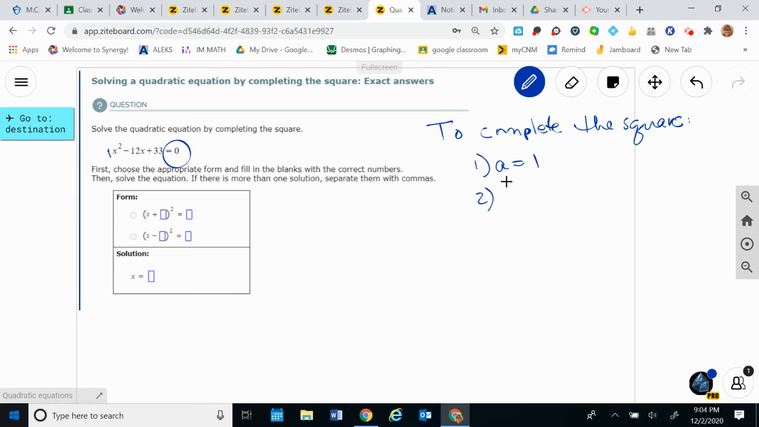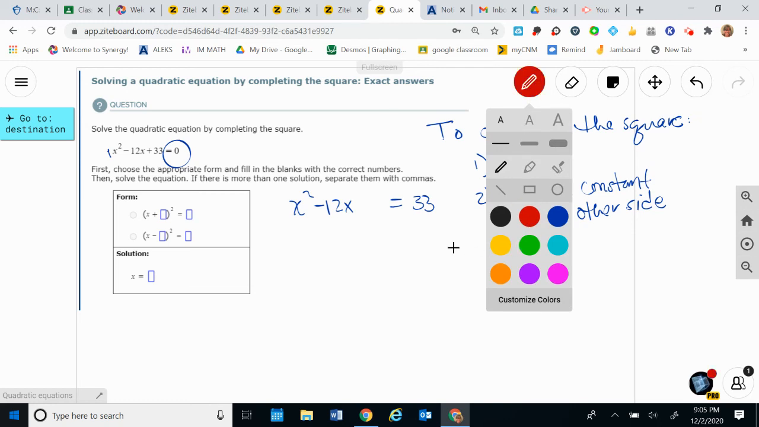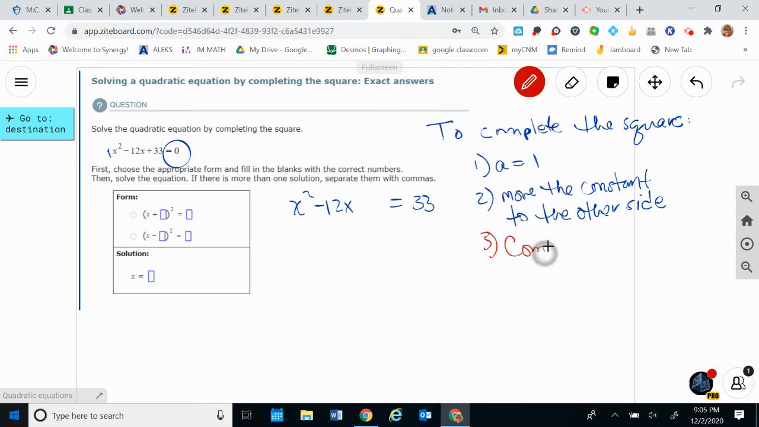Two, you want to move... I'm going to teach you this way. There's so many different ways that people teach it. I'm going to have you move the constant to the other side. So, in other words, in this case, here we go: x squared minus 12x. We're going to move the constant to the other side. Now I left space on purpose, you guys, and the reason why is because this is the trick. It's a cool trick.